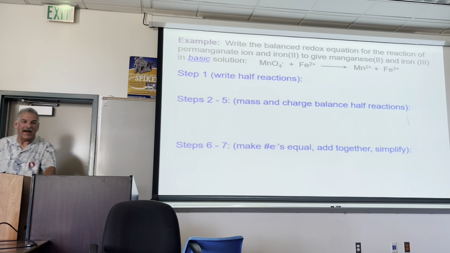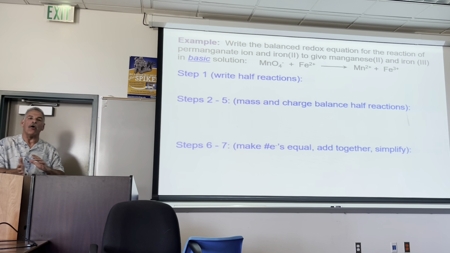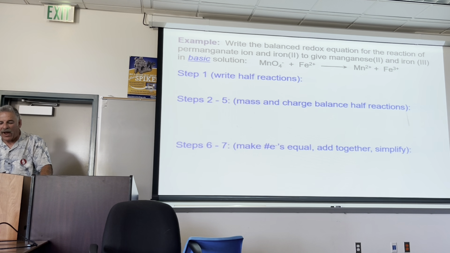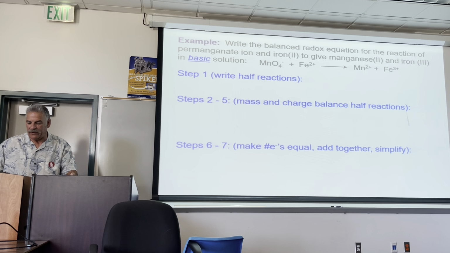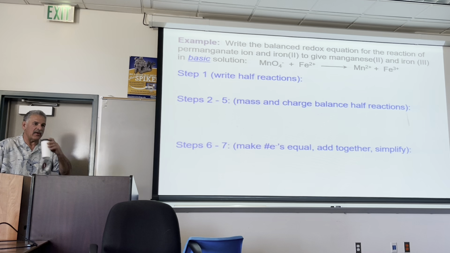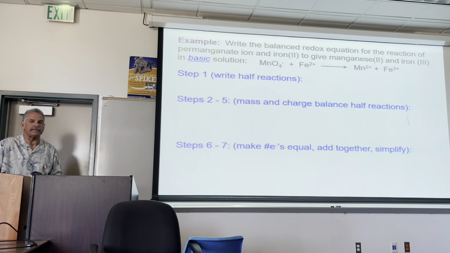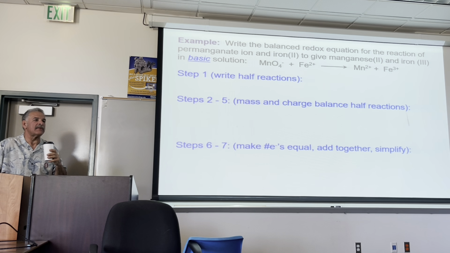Okay. All right. So now we're gonna do one in basic solution. So the same thing, only now we have a couple extra steps, the other 3 steps at the end. So we're gonna write the balanced equation for permanganate again. And permanganate goes from, what is the manganese in this one? Yeah, +7.